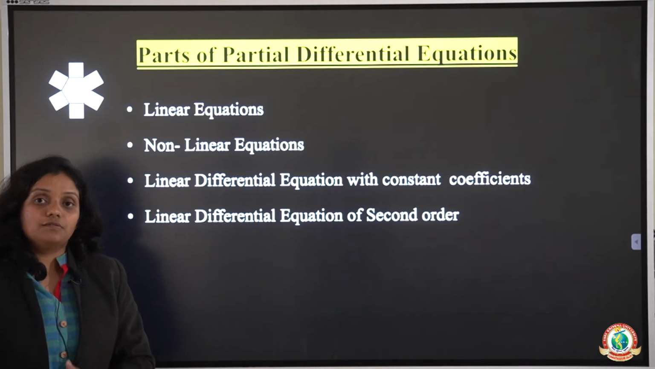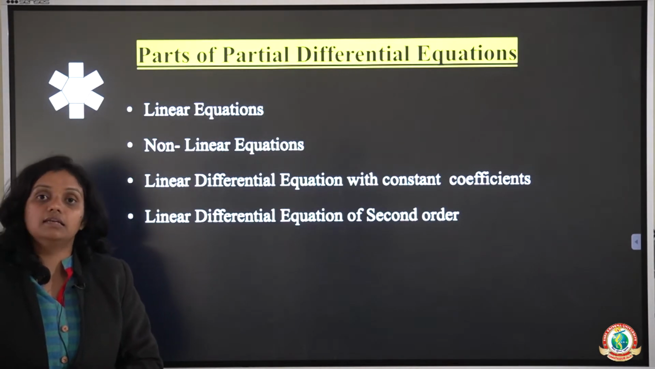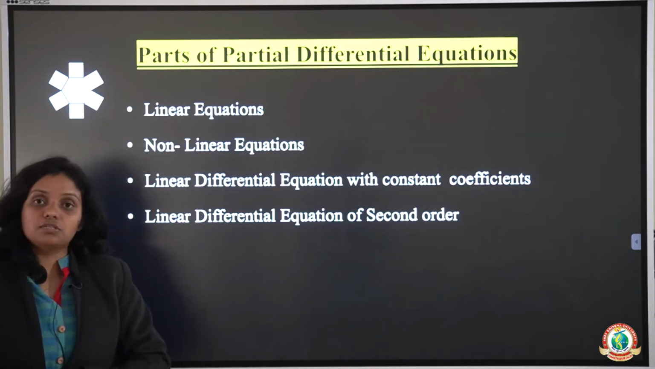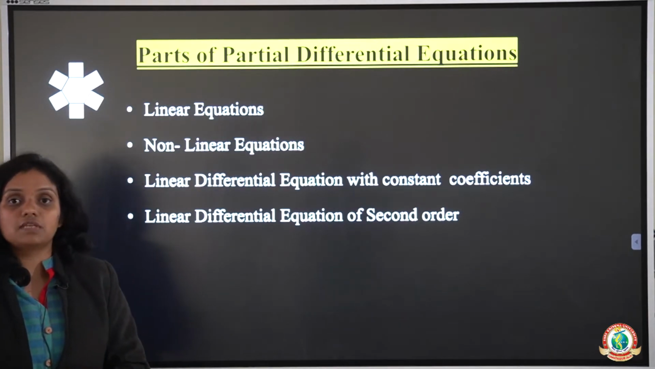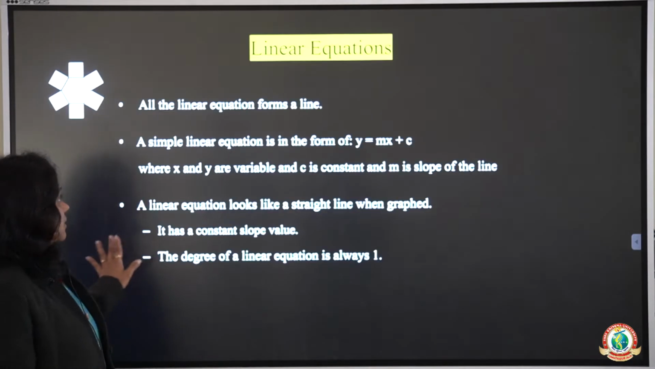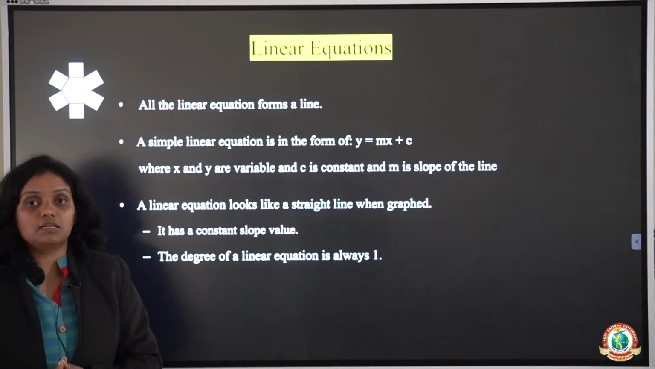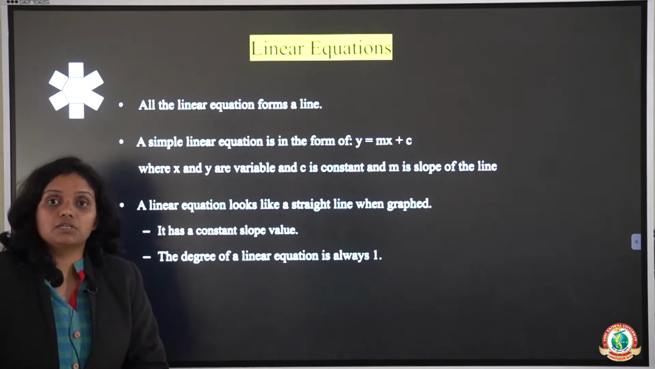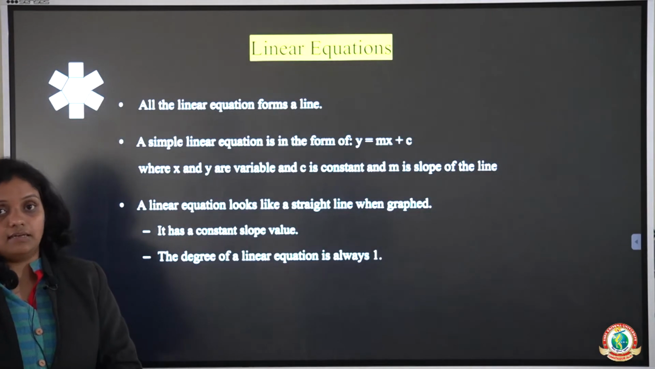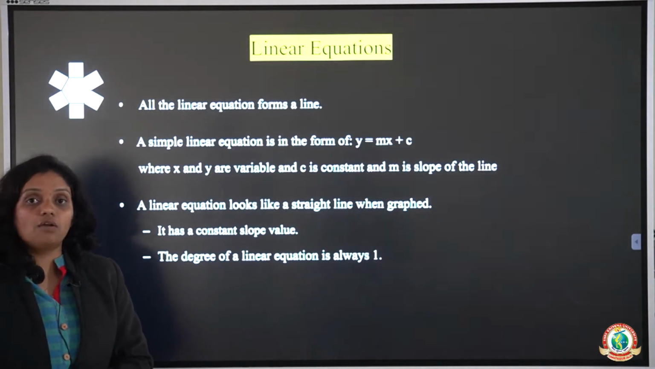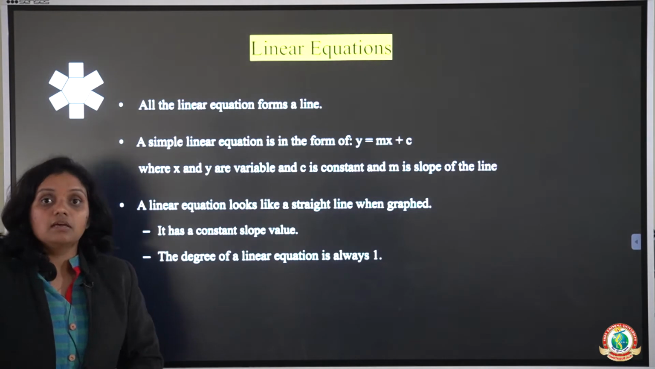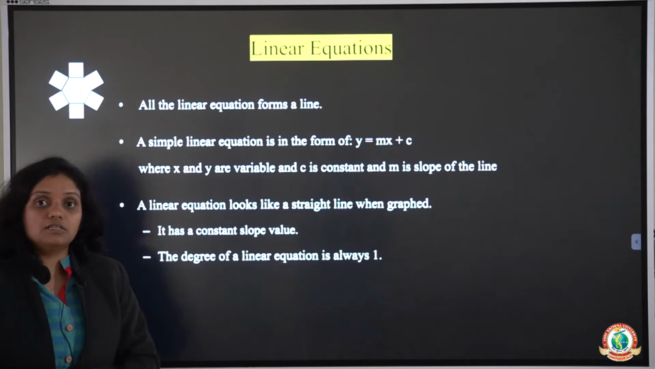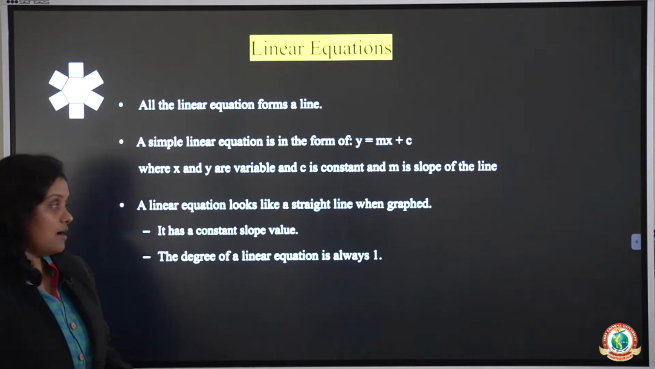The types of partial differential equations are linear equation, non-linear equation, linear equation with constant coefficient, and linear equation of second degree. So we discuss firstly linear equations. All linear equations are in a straight line and always have a degree of 1. So we discuss linear differential equations through a graph.